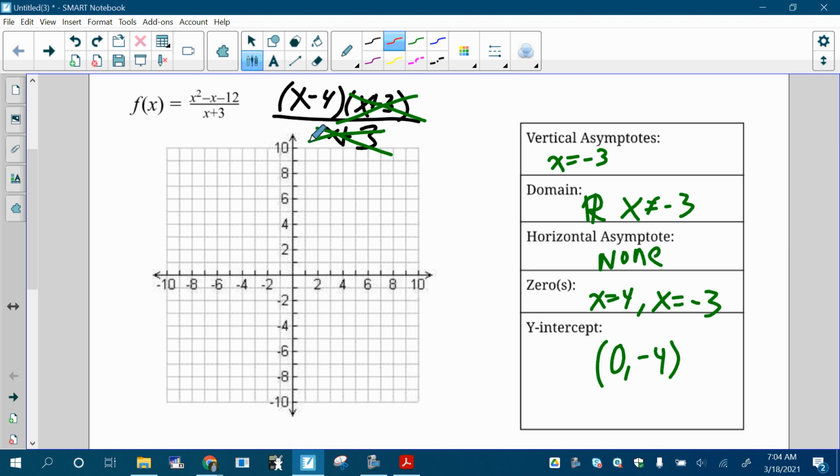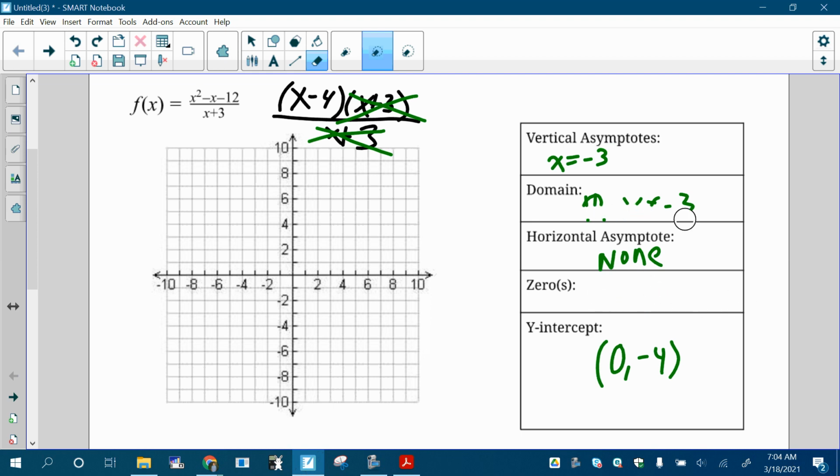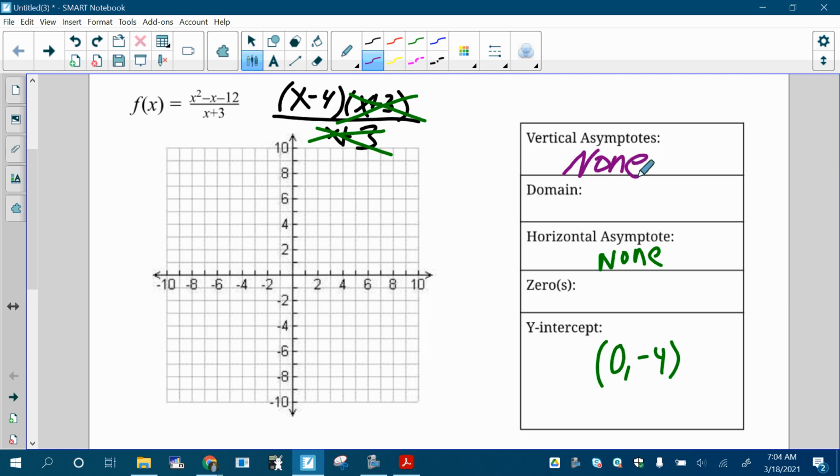This changes some stuff, so we have to step back. In fact, it's not going to change the y-intercept or the fact that we don't have a horizontal asymptote, but the other stuff we need to reevaluate. Because once you cancel that out, we don't have a vertical asymptote. There is no vertical asymptote. There's nothing left in the denominator. We're just left with x minus 4. Once you cancel that out, the only zero is x equals 4.